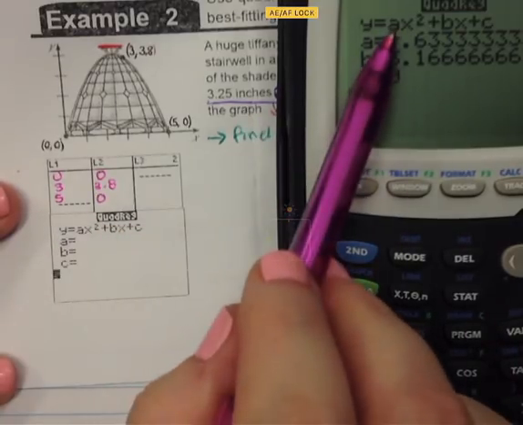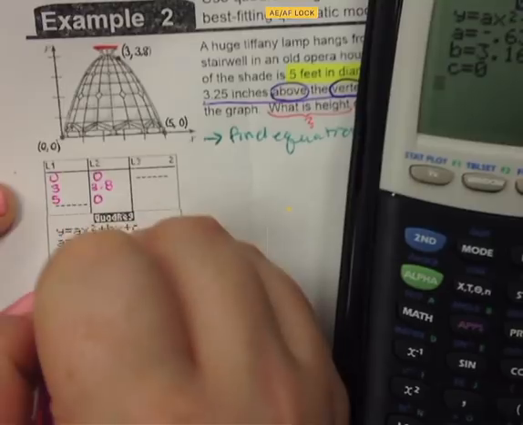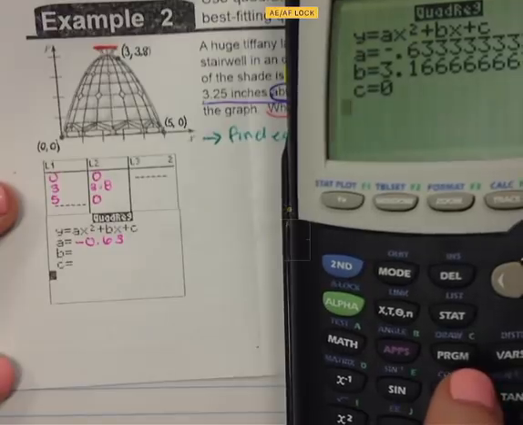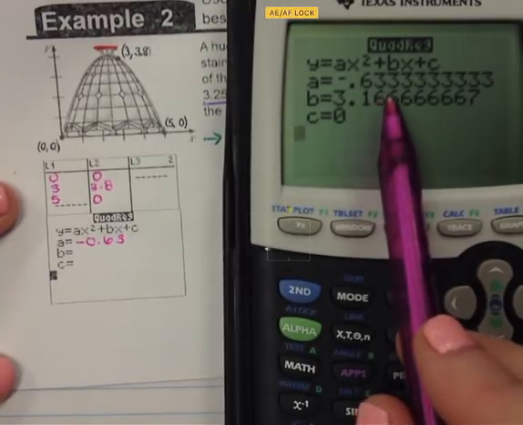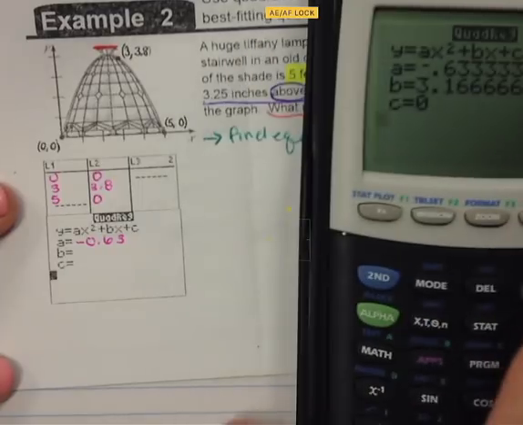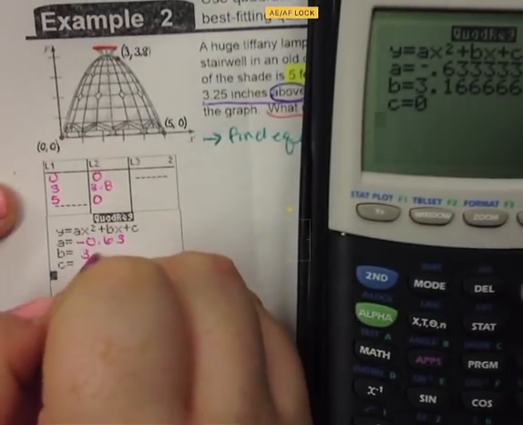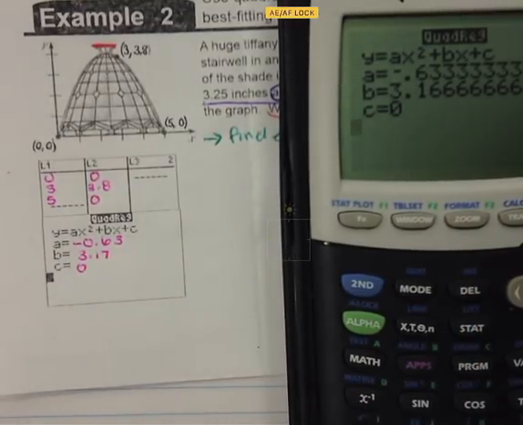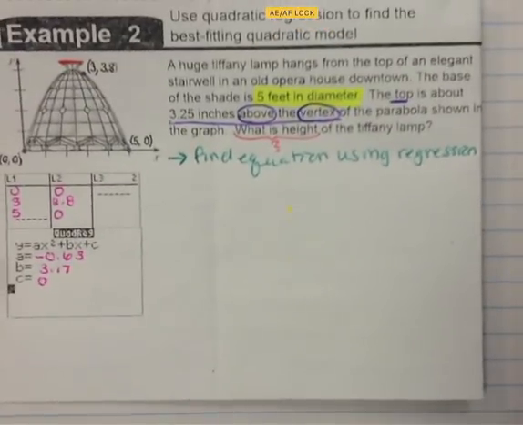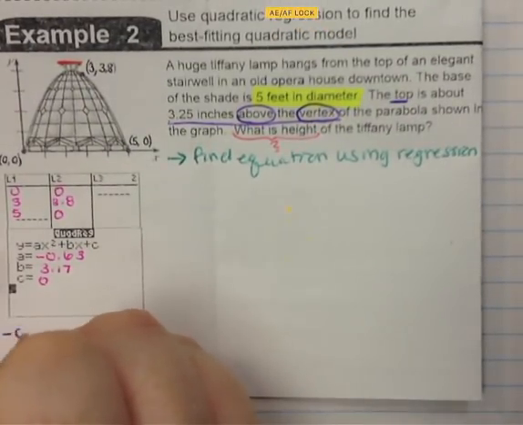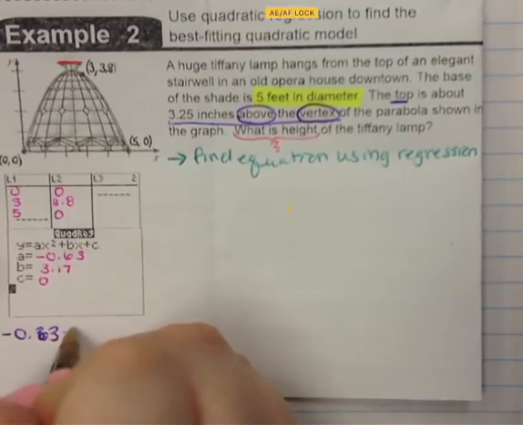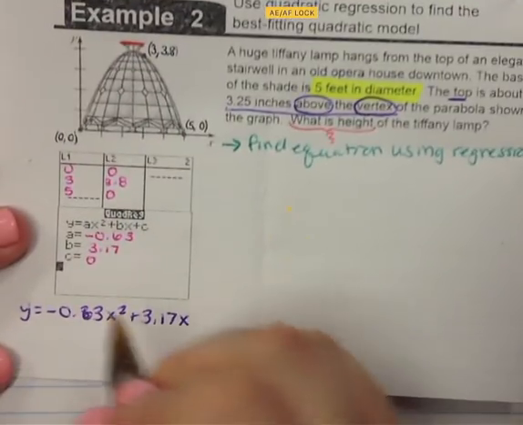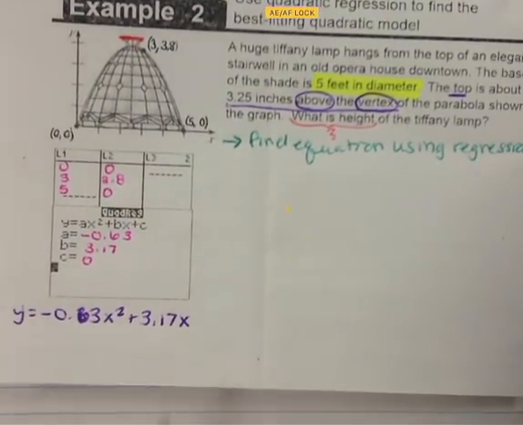So our A value was negative 63 hundredths, so negative 0.63. Our B value was 3 and 17 hundredths, because the 6 makes this round up to a 7. Then our C value was 0. So the equation of best fit would be y equals negative 63 hundredths x squared plus 3 and 17 hundredths x, and then plus c, which is 0, so we don't have to put anything for that. So this would be our equation of best fit.